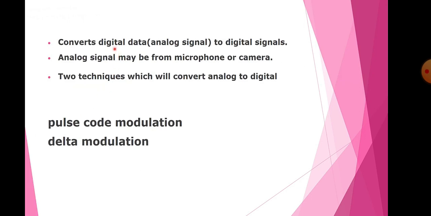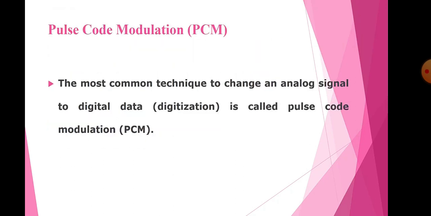Converts digital data or analog signal to digital signals. Analog signal may be in the form of microphone or camera. Two techniques we can consider which convert analog information into digital are, first, pulse code modulation, in short PCM, and the second one is called delta modulation.